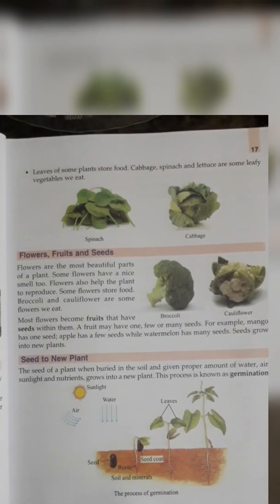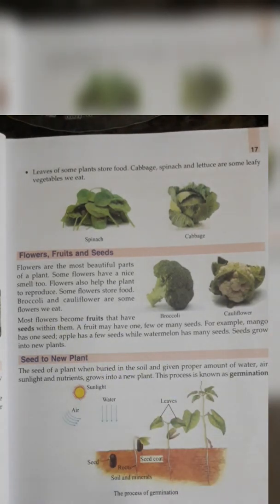Now leaves of some plants store food, like stems of plants, some store food. Then roots of some plants store food that we eat. Leaves of also some plants store food, like cabbage, spinach and lettuce, the green leafy vegetables that we eat. Now come, flowers, fruits and seeds.